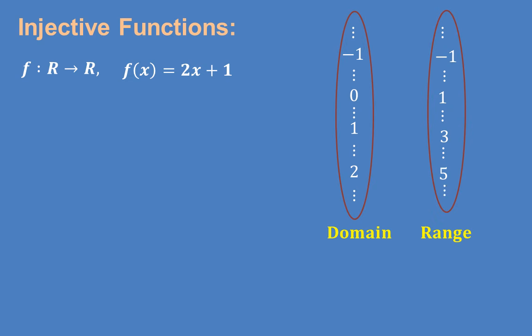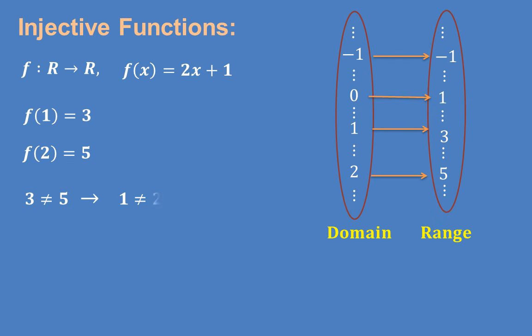Then, begin with x equals -1, substitute with it in this function, so f of -1 equals -1, and f of 0 equals 1. And substitute x with 1, thus f of 1 equals 3, and f of 2 equals 5. And here, 3 is not equal to 5, whenever 1 is not equal to 2. And what do you notice in these arrows? Yes, every arrow goes from only one value to only one value. That is, this function is a one-to-one, or injective function.